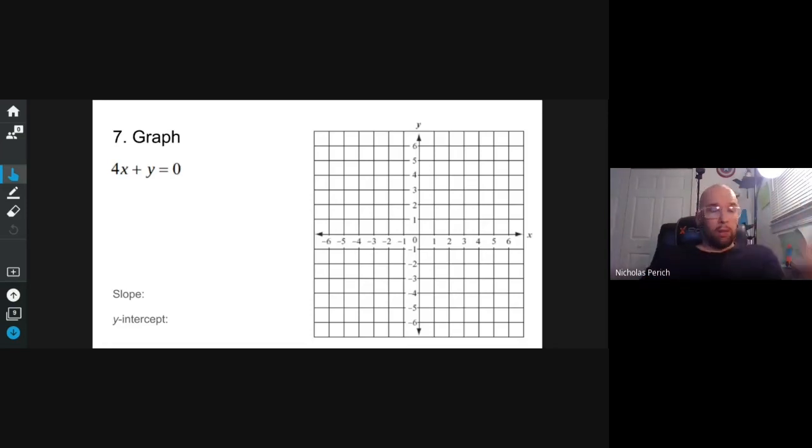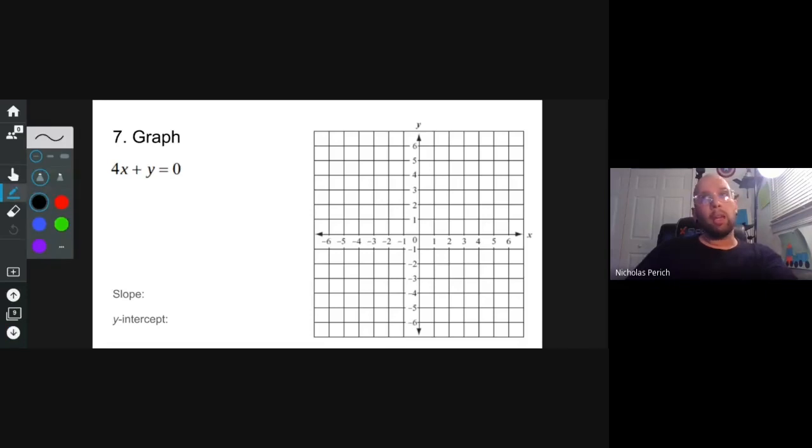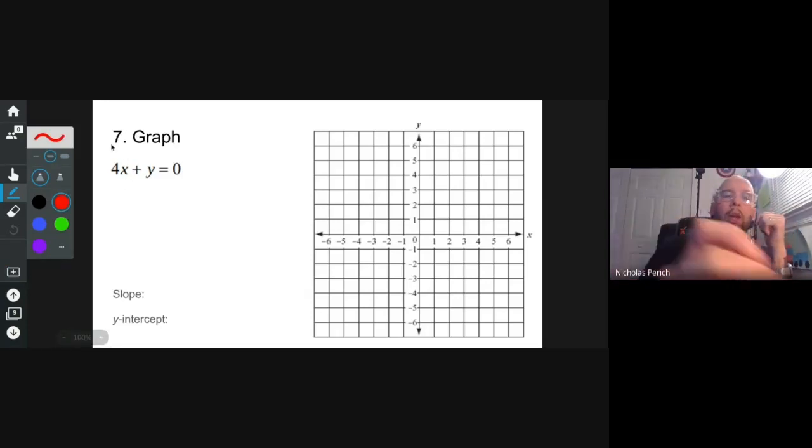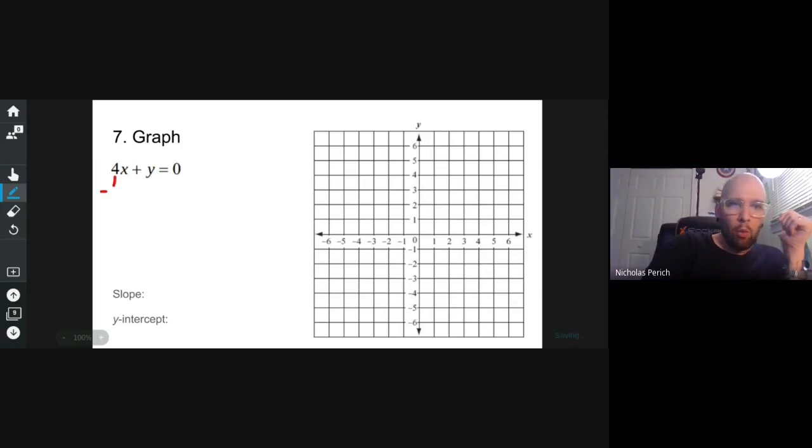So long story short, if it's in y equals mx plus b form, then we can just identify the slope and the y-intercept and go on our merry way. But we can't right now because y is not all by itself. So we look at this problem and ask ourselves, is y all by itself? No. What's in the way? Well, I have this 4x just floating around. So let's get rid of it.